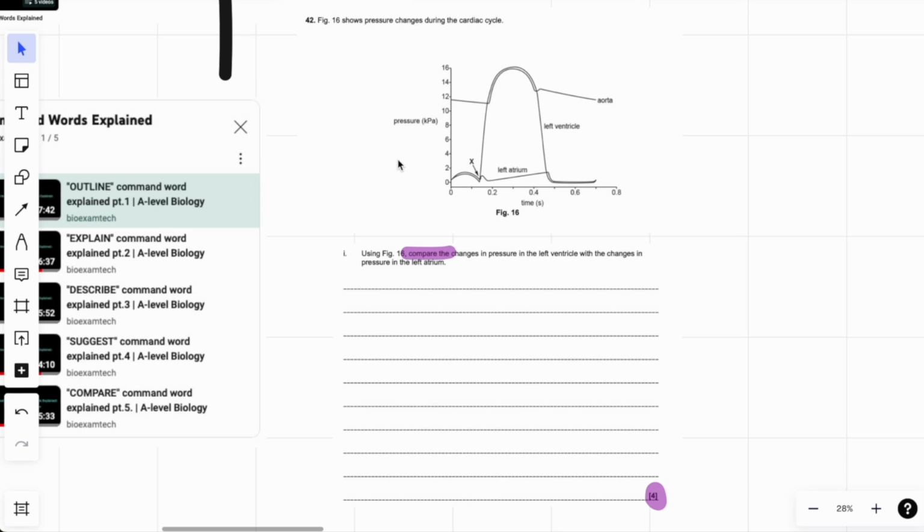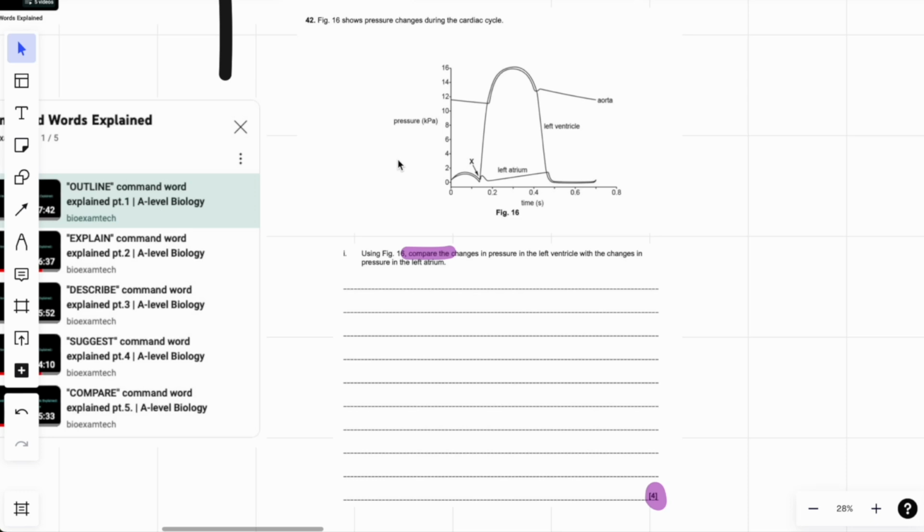Comparing in this question, let me just say what you see and use comparative language to say, okay, at this time, left atrium pressure is this, left ventricle pressure is that. Talk about when they are similar. Talk about when they're different. Talk about the steepness of the graph. That is what compare means in this question, not explain. So if you were explaining it, no 4 marks for you. We're not going to get anything, and you've wasted your time.